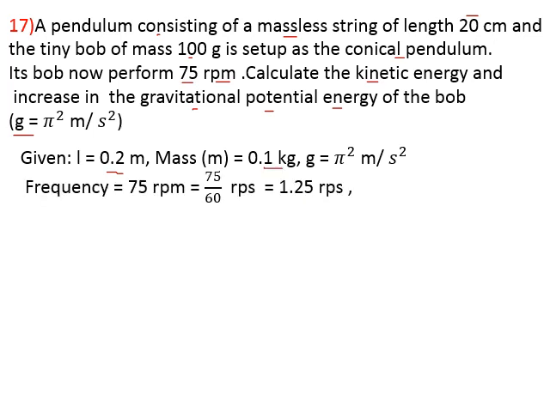Then we have to find out this 75 rpm, which is the frequency, that is in revolution per minute, is given. We have to convert it in revolution per second. We know this 1 minute is equal to 60 seconds. That's why we have to divide by 60. Do this division. So this is 1.25 revolution per second.